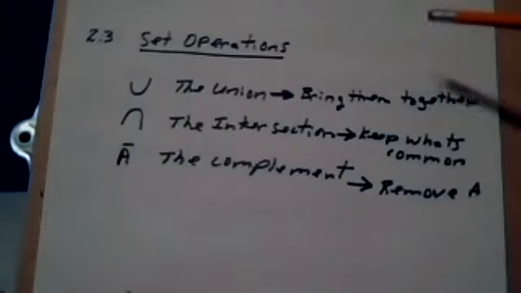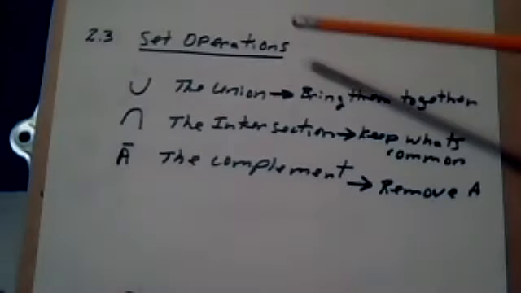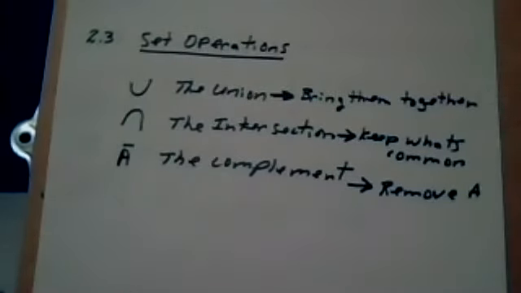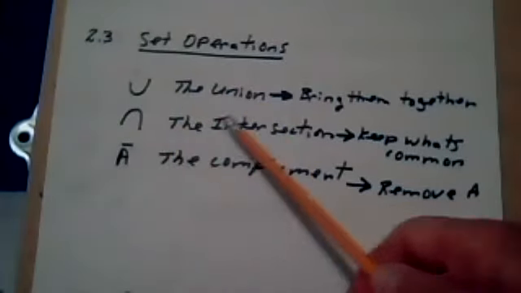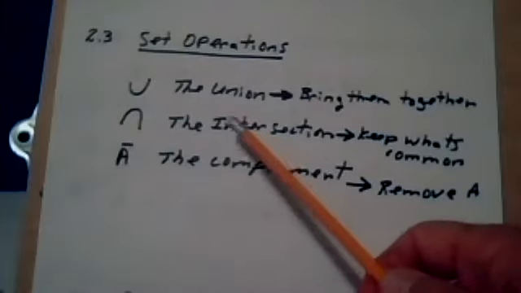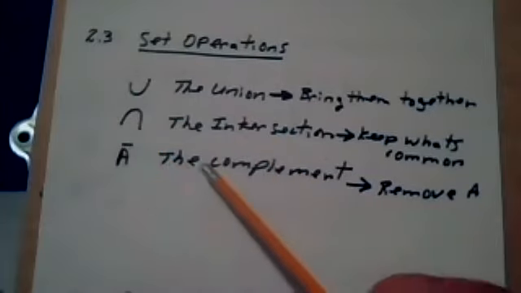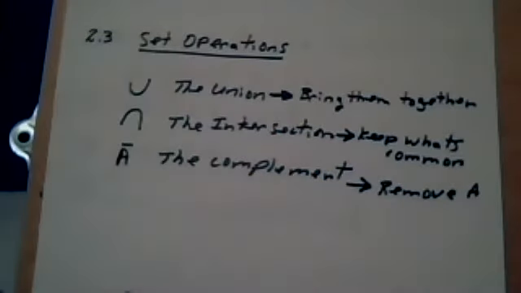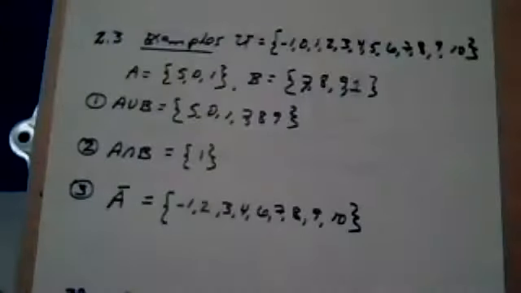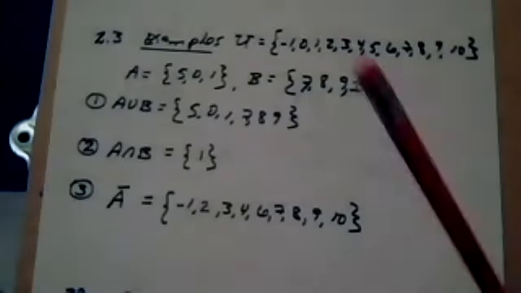We have set operations. Set operations is the way one set interacts with another. You could either put the sets together, or keep what they have in common, or remove a set. You could do all these 3. These are called set operations. Here's an example of each.